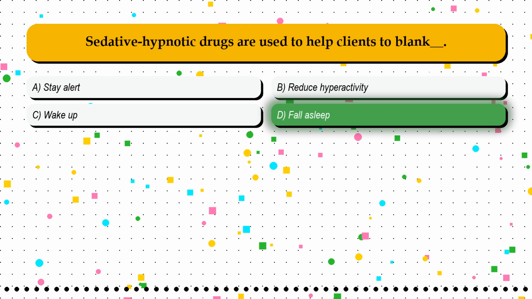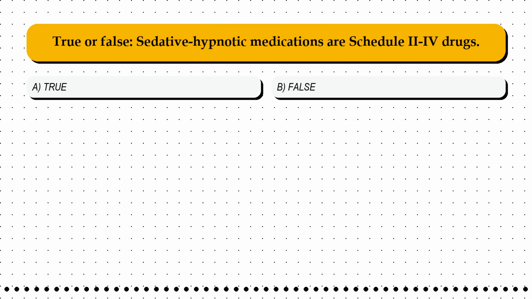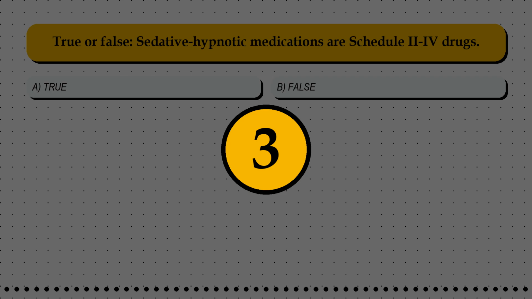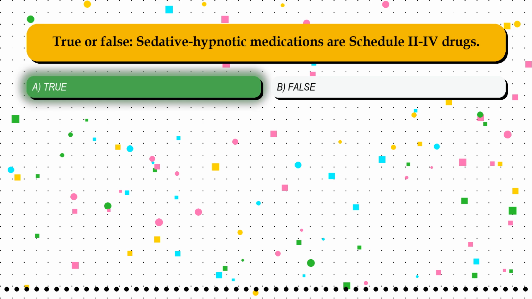Fall asleep. Question 164. True or false, sedative hypnotic medications are Schedule II drugs? Option A. True. Option B. False. The correct answer is option A.